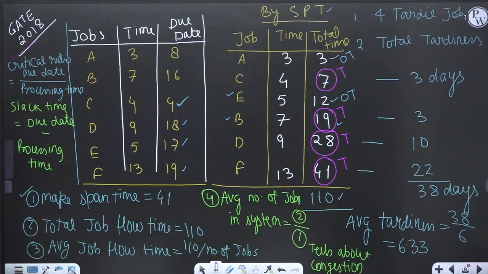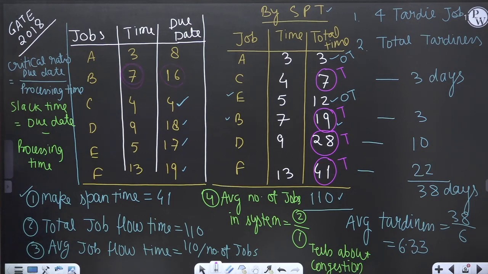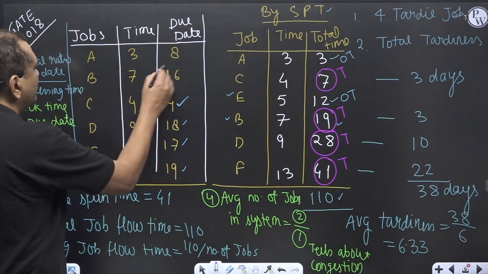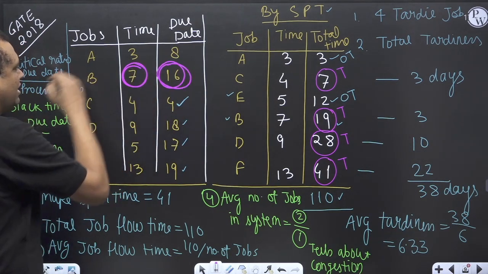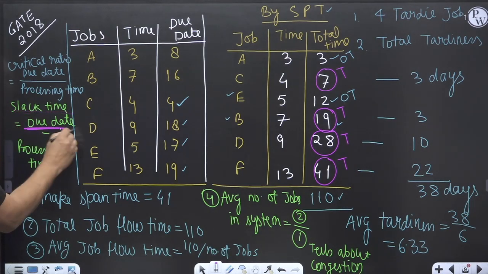What is critical ratio? Critical ratio is the due date divided by the processing time. Suppose for B, due date, processing time is... Slack time is due date minus processing time.